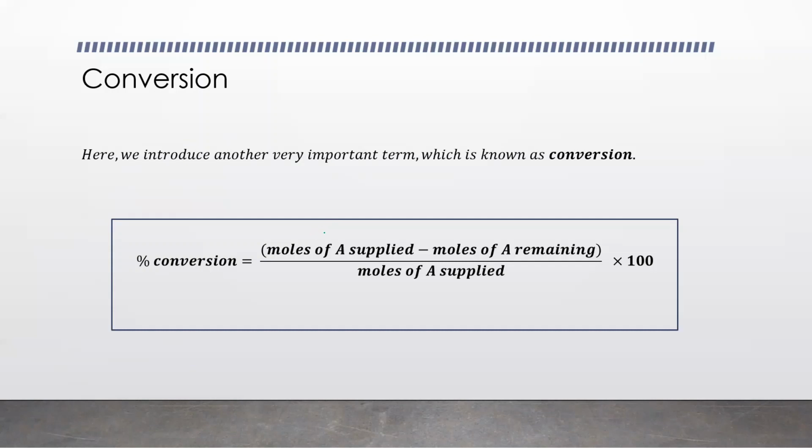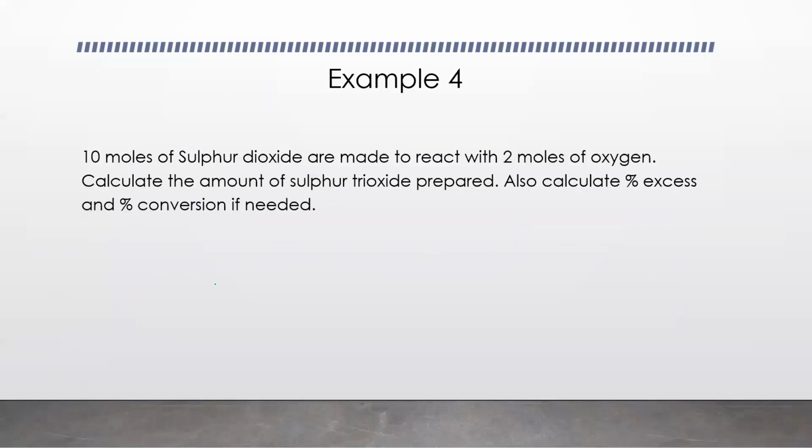So usually, if the reaction proceeds to completion, then A is your limiting reactant, right? So if it proceeds till completion, then this becomes 0. In that case, the percentage conversion is going to be 100%. But if the reaction does not proceed till completion, then we are going to calculate the percentage conversion depending on whatever moles of A are remaining. All right. So with this, we go on to example number 4.